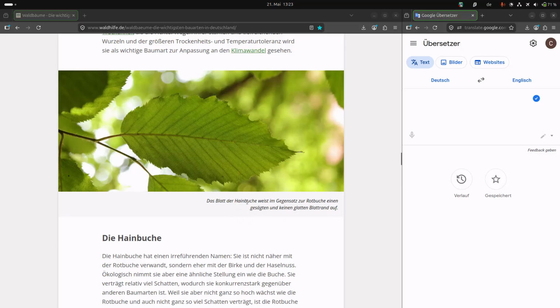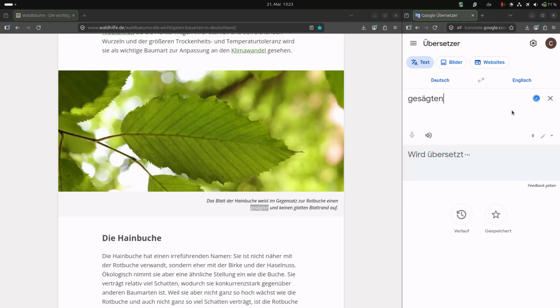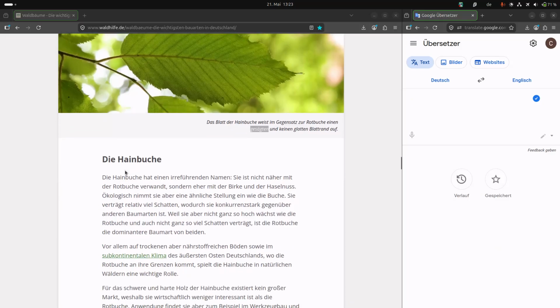The leaf of the hornbeam shows, in contrast to the, what was it again? In German it's Rotbuche, so kind of red beech, but European beech, it doesn't show a smooth leaf edge, it shows a jagged, a sawn rather, or jagged leaf edge. So, die Hainbuche. Let's get into the main article. Die Hainbuche, the hornbeam tree.